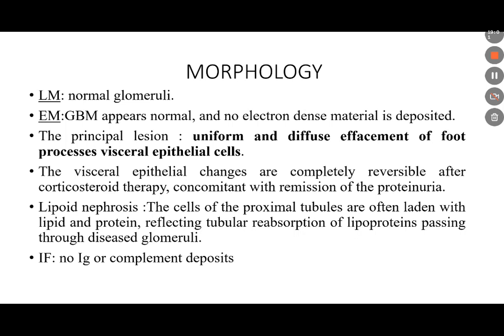That means the tubules have reabsorbed these lipoproteins which were passing through the diseased glomeruli. Because the glomeruli are now diseased, the foot processes are effaced. So lipoproteins which should not have passed through the glomeruli are now passing, and now tubules have reabsorbed them. And this is called lipoid nephrosis. That's the second name of minimal change disease. Again, on immunofluorescence, there are no immunoglobulins or complement deposition.